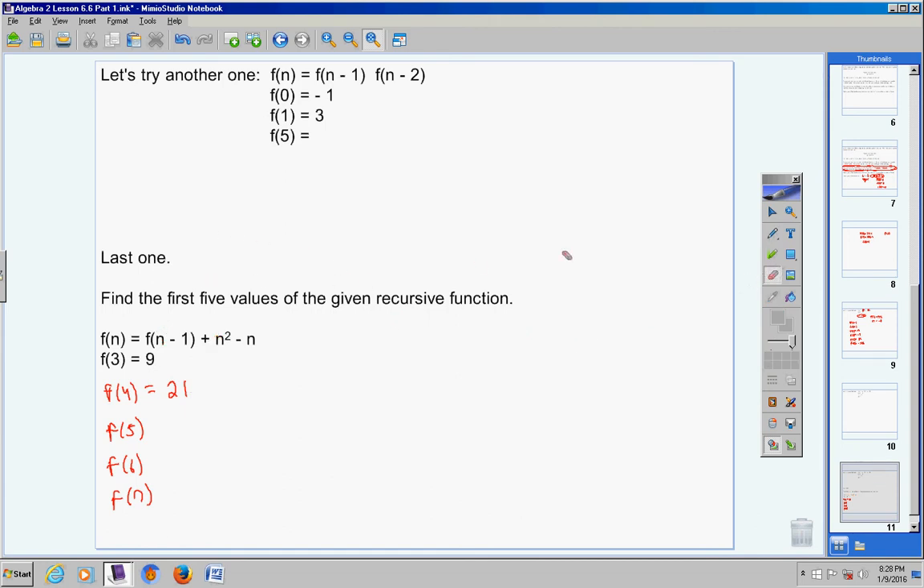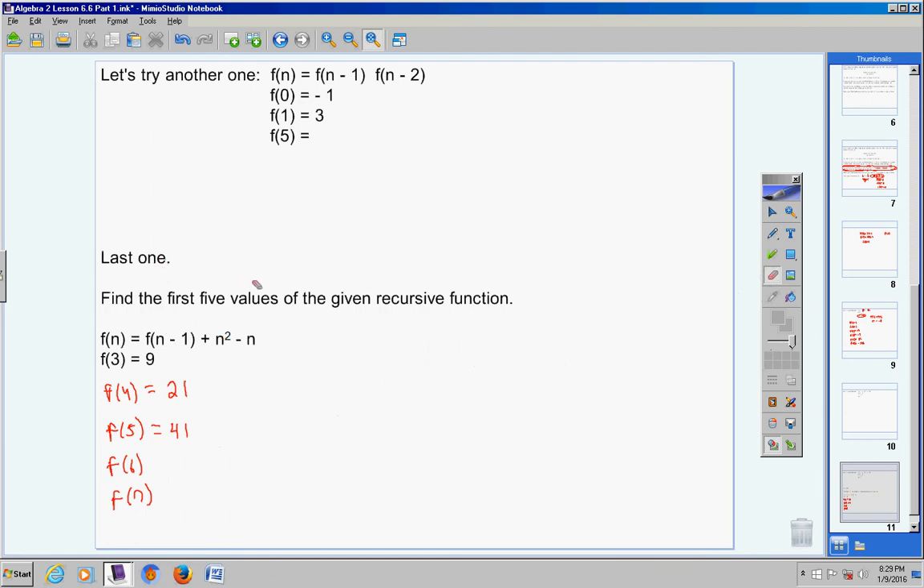Alright, let's go ahead and evaluate now f of 5. So I'll put a 5 right here. 5 minus 1 is 4. So f of 4 plus, we're putting a 5 in. 5 squared is 25, so positive 25. And then minus n is 5, so negative 5. Now, what is f of 4? Well, it's 21, so I can really put 21 right here. Okay, 21 and 25 is 46. 46 minus 5 is 41. So f of 5 equals 41.